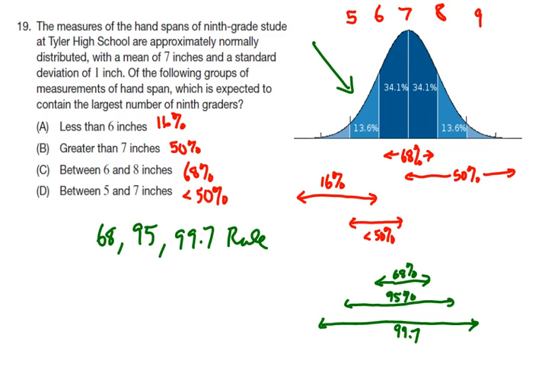All right, so that's what you need to know about the normal distribution. You have a mean, which is 7, and you have a standard deviation, which is 1. Those are the two things which comprise any normal distribution, the mean and the standard deviation, and you have the 68, 95, 99.7 rule that you will use with that.